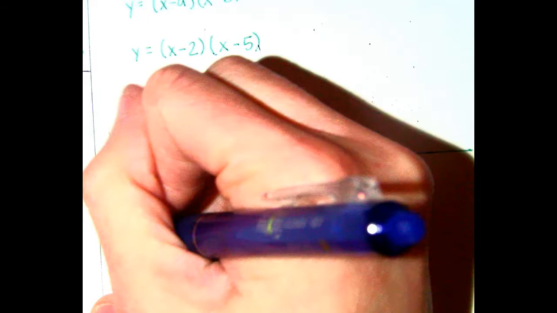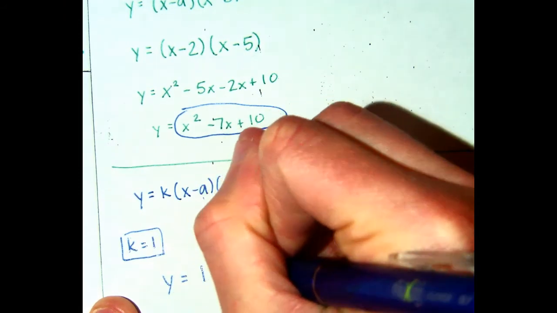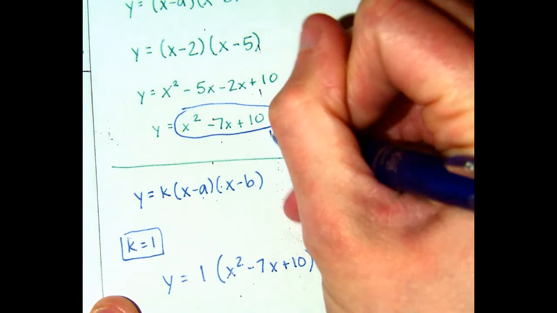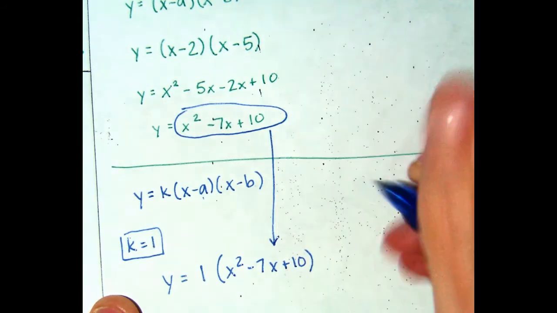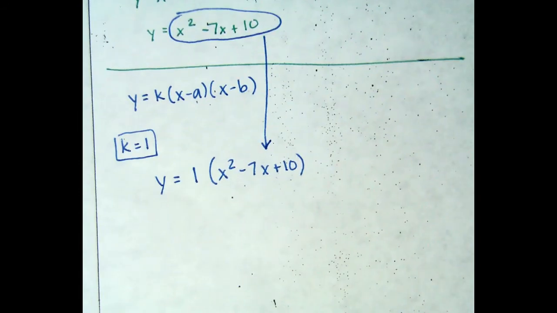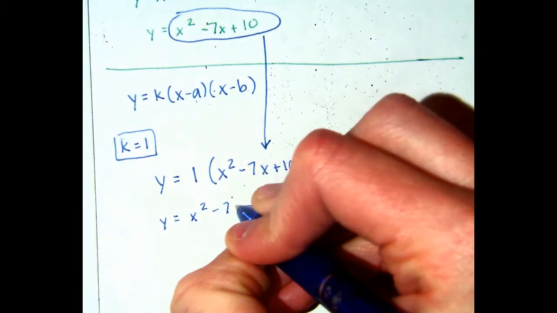So for each of these, when k equals 1, I'm going to put a 1 outside and what I found out in parentheses. I'm just replacing it right there. Now what happens when I multiply everything by 1? It stays the same. So when k equals 1, nothing's going to change. Y is going to equal x squared minus 7x plus 10.